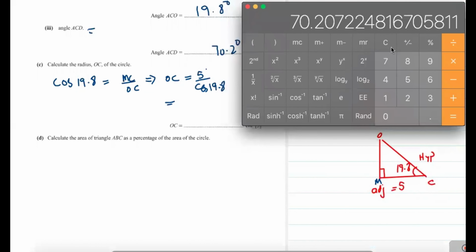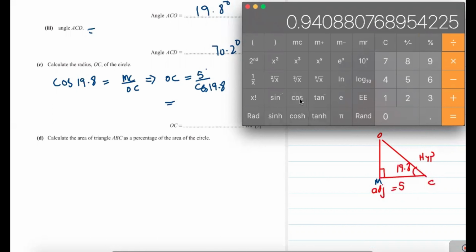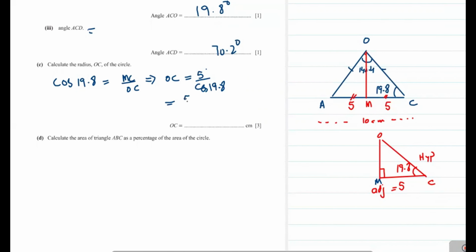Now you get the value by calculator. You can see here 5 divided by cos 19.8, their value is 5.31. OC length is 5.31, and we can write it as.